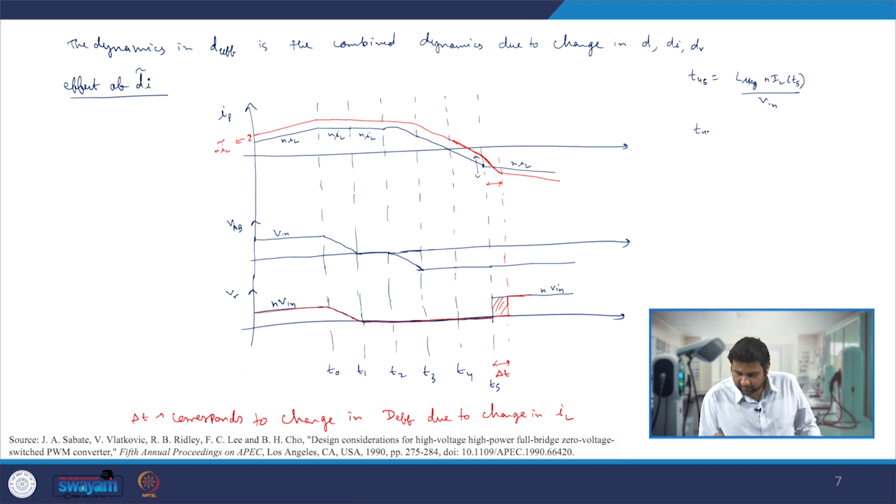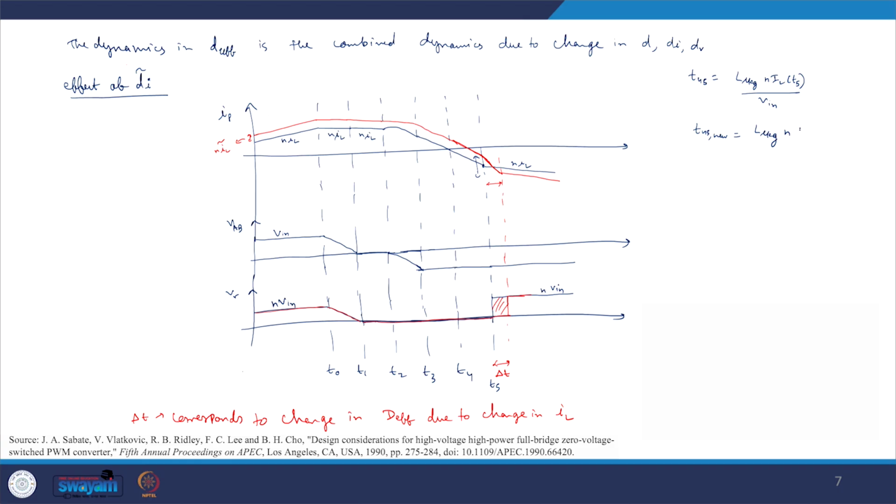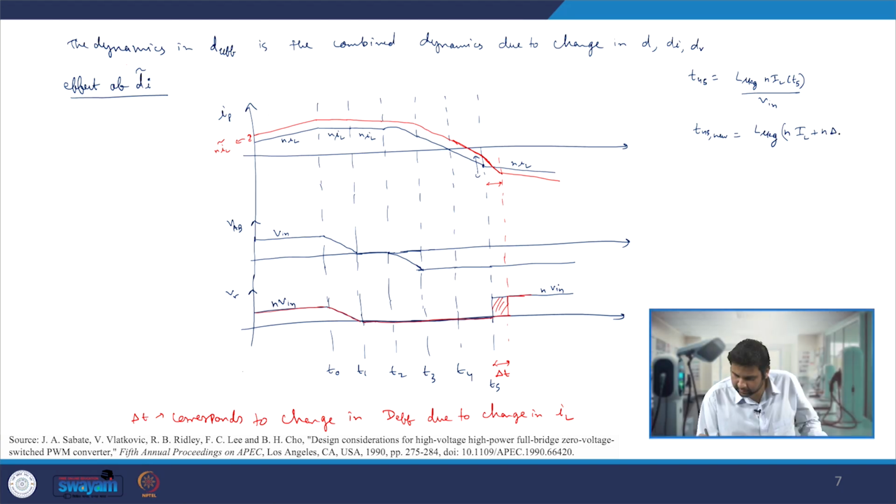the T45 new will be nothing but L leakage N IL, plus, if we take this as from this point to this point, if we try to recall, it is nothing but 2 times of that. So this T45 new will be N IL plus N delta IL, or you can say the change in this delta IL.